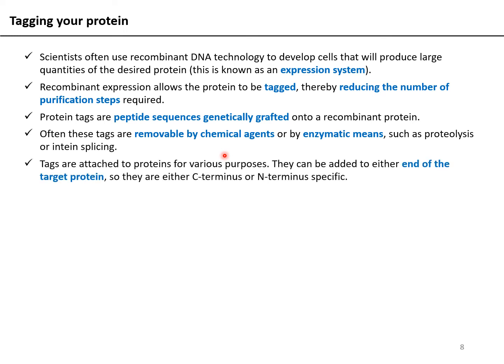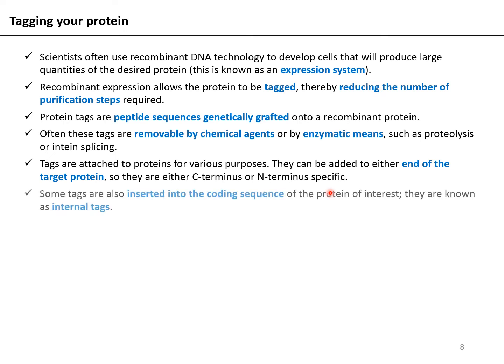Now, tags are attached to the proteins for various purposes. They can be added either to the N-terminal end of the protein or to the C-terminal end of the protein. One thing to keep in mind is that addition of the tag should in no way interfere with proper folding of your protein of interest or with its functionality. So the tag should in a way be inert with respect to the protein's folding and functionality. Otherwise, it defeats the entire purpose.